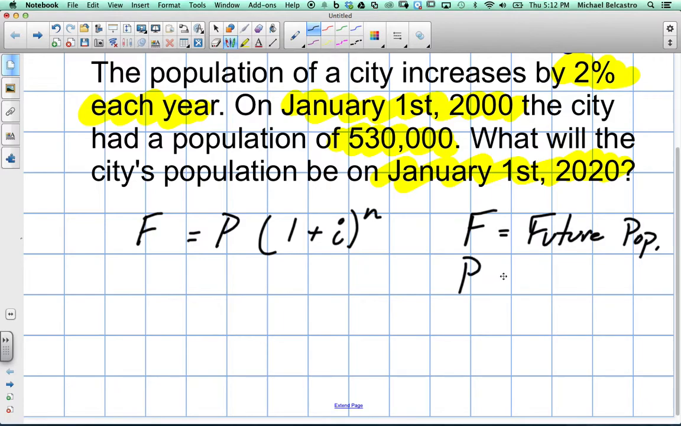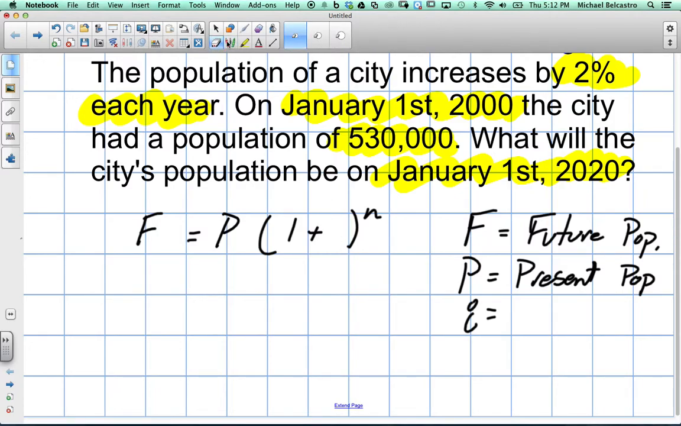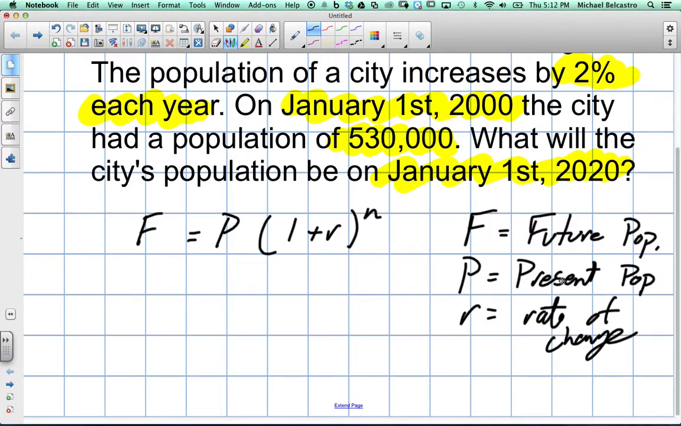P will be our present population. I is our, you know what, actually, let's call that R. I know I've written so many different letters already. Let's call it R for our rate of change in this course. R is our rate of change in this question. If it's future, this P is that P right there. And N will be the number of periods, or in our case, because it's per year, years.